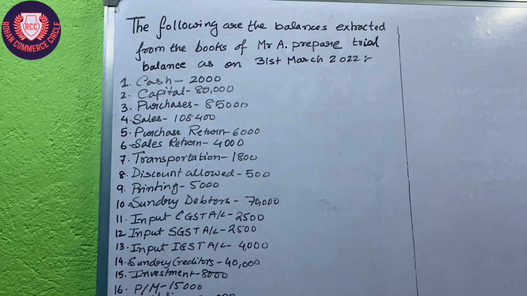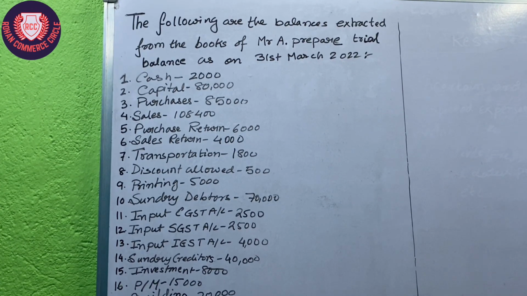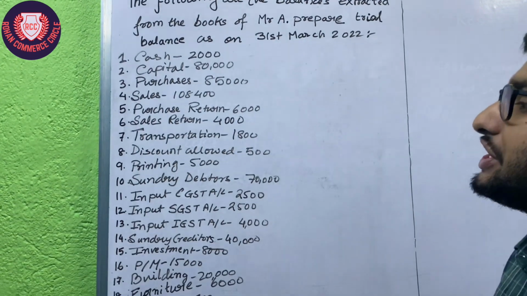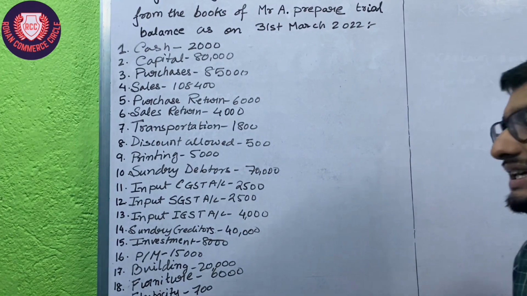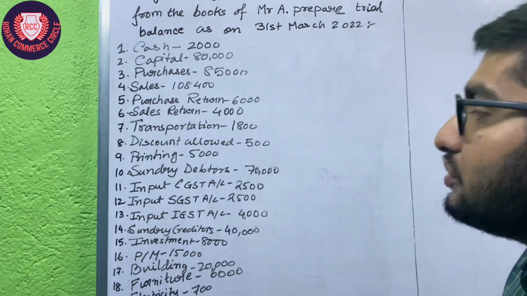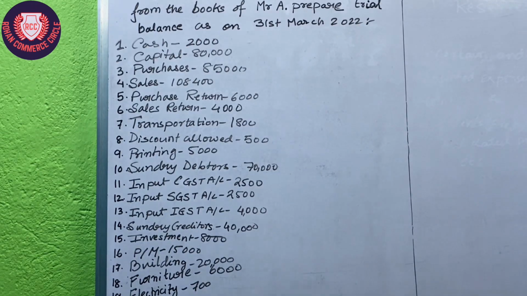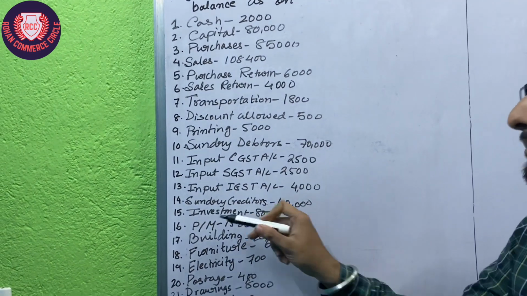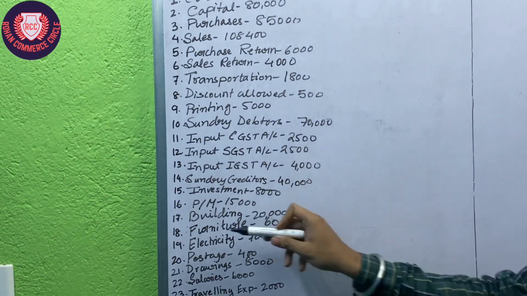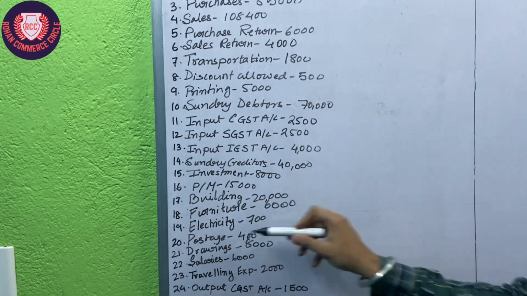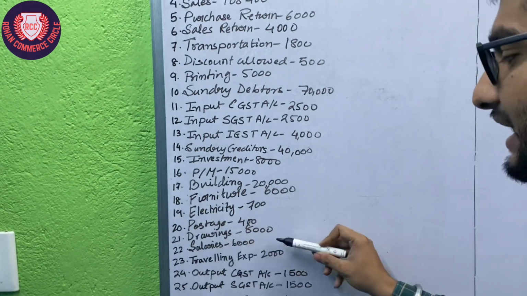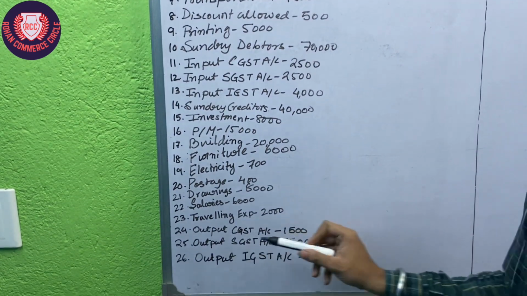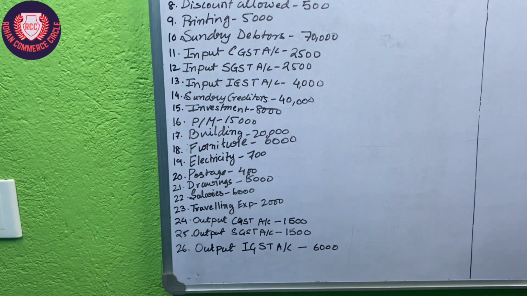So first one is cash, next is capital, then is purchases, then sales, purchase return, sales return, transportation, discount allowed, printing, sundry debtors, input CGST, input SGST, input IGST, sundry creditors, investment, plant and machinery, building, furniture, electricity, postage, drawings, salaries, traveling expenses, output CGST, output SGST and output IGST.